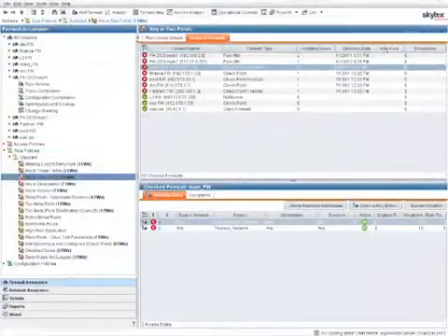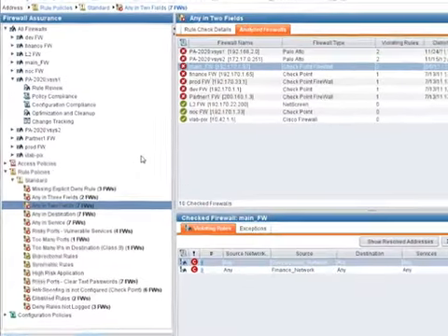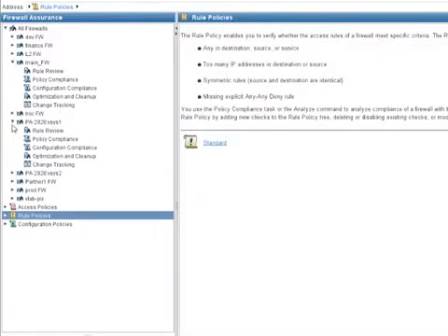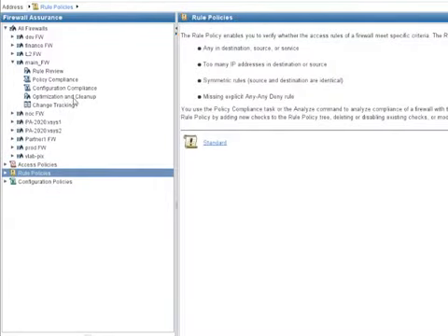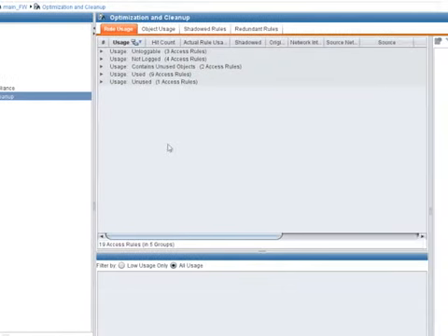By looking at rule policies, administrators can find rules that are overly permissive and correct those before moving on to other steps. The next step we probably want to move to is looking at optimization and cleanup. For this, we'll look at our main firewall. Optimization and cleanup consists of two major components.